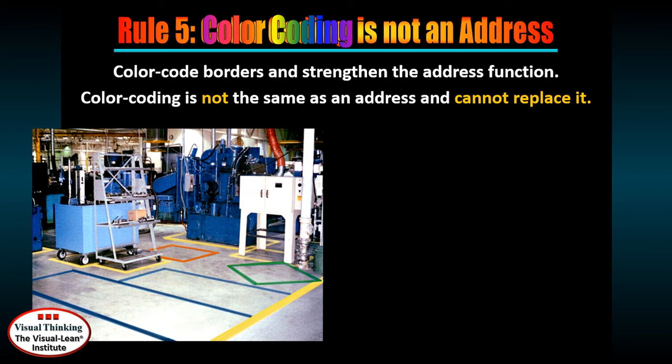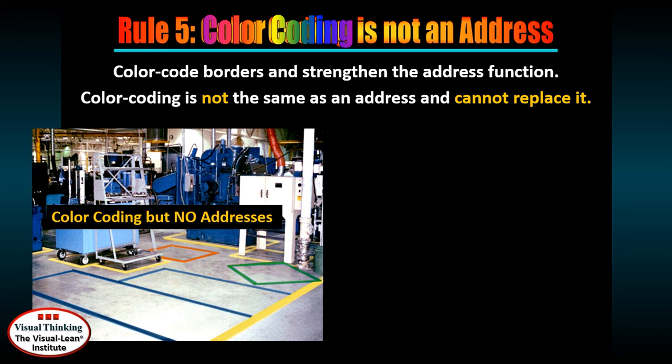Here we have borders. They are color-coded, but who the heck knows what belongs in them? All of them are rectangles and squares. They look the same. How do we know the difference? Only an address will tell us. Color coding but no addresses.